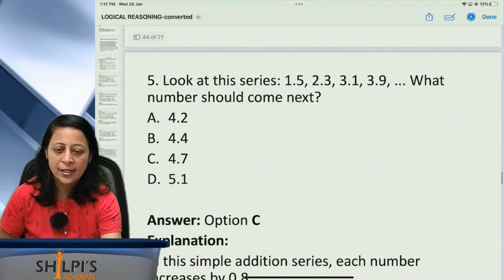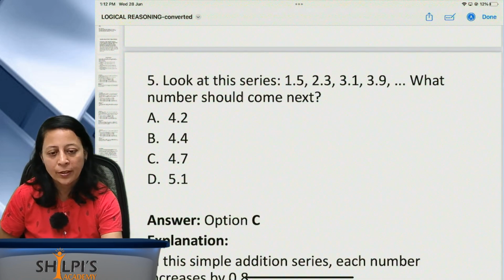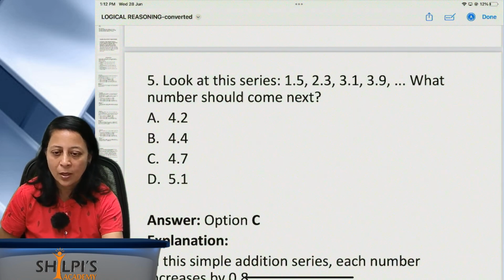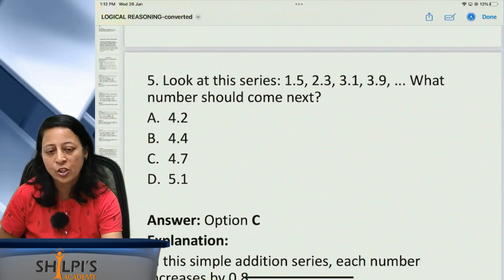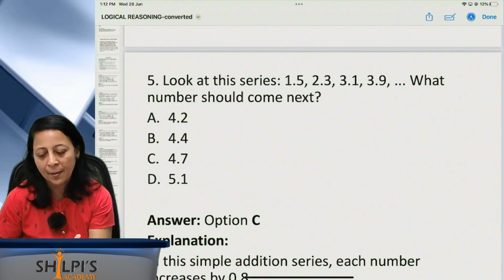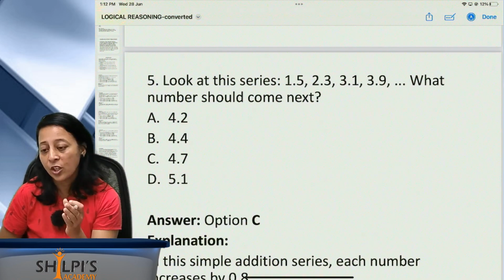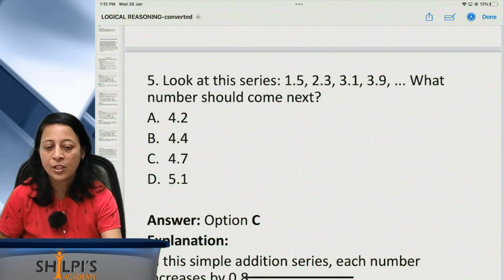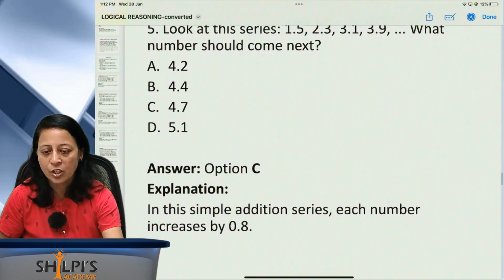So comes here the next series. 1.5, 2.3, 3.1, 3.9. So what is the relationship? If you could see that there is an addition of 0.8. Same type, same like we saw the reduction of 0.4. Now it is an addition of 0.8. That is the relationship between each and every number.